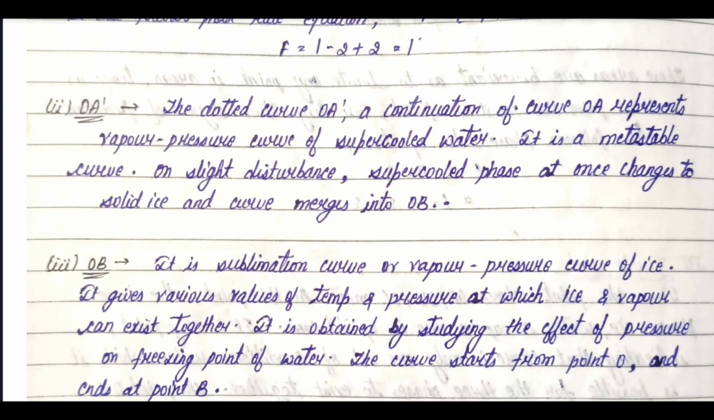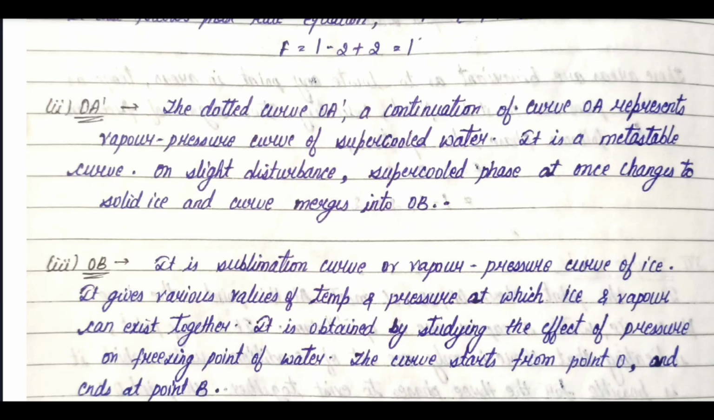Second, OA dash. The dotted curve OA dash, a continuation of curve OA, represents the vapor pressure curve of supercooled water. It is a metastable curve; on slight disturbance, the supercooled phase at once changes to solid ice and the curve merges into OB.